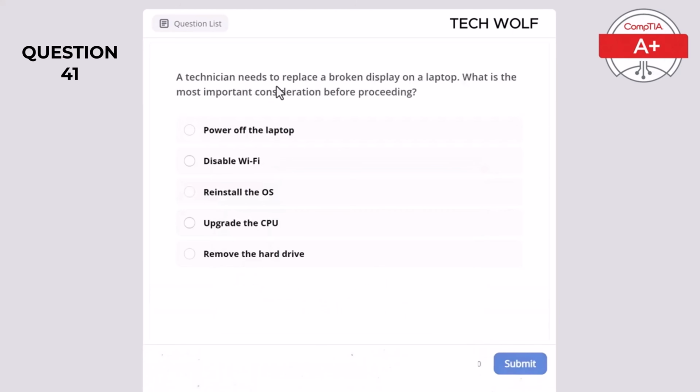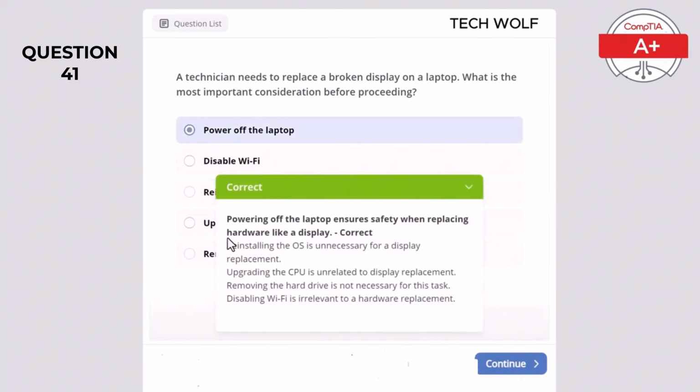A technician needs to replace a broken display on a laptop. What is the most important consideration before proceeding? Power off the laptop, disable Wi-Fi, reinstall the operating system, upgrade the CPU, or remove the hard drive. And here the answer is power off the laptop. Powering off the laptop ensures safety when replacing hardware like a display.